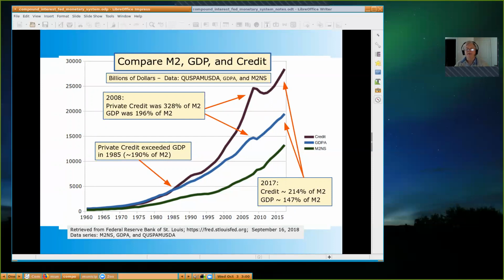But in 2017, there's a little bit of a change because credit is 214% of M2 and GDP is only 147%. So instead of being 2 times M2, it's 1.5 times. So I think that probably means something, but again, I'm not trying to get into a lot of economic analysis. I just want to show how compound interest is the pattern here.